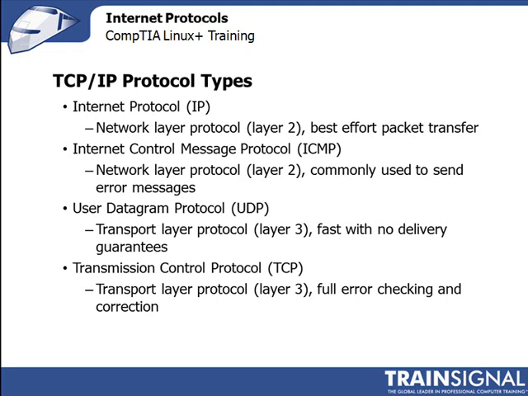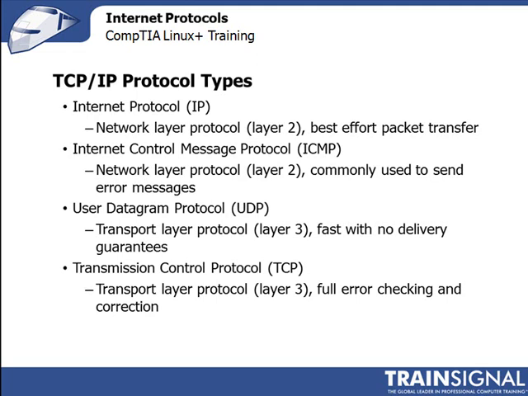Then you have Internet Control Message Protocol, or ICMP, which is often used to send error messages. ICMP works by modifying the packet and returning it to the sender. This makes it an Internet Layer Protocol. User Datagram Protocol, or UDP, is a Layer 3 protocol, and it's a fast one, but that's because there are no delivery guarantees. Domain Name System and Network File System are built on UDP.